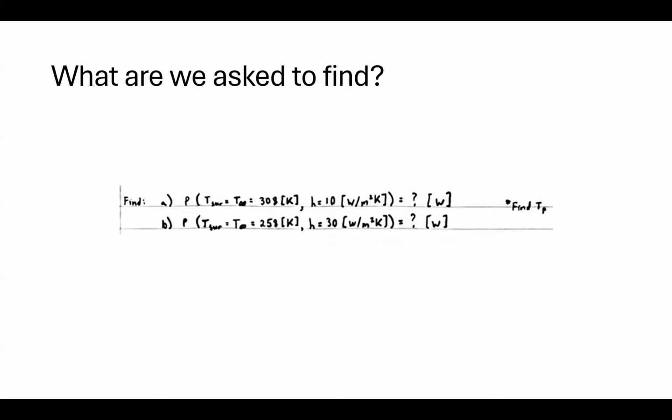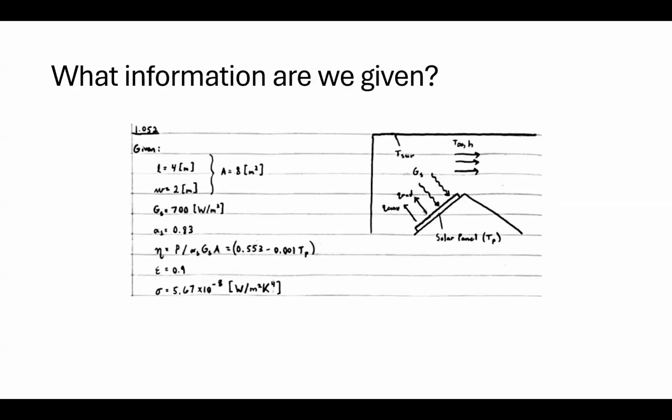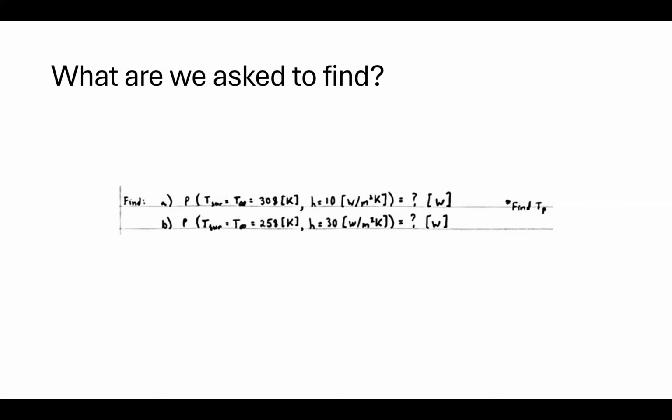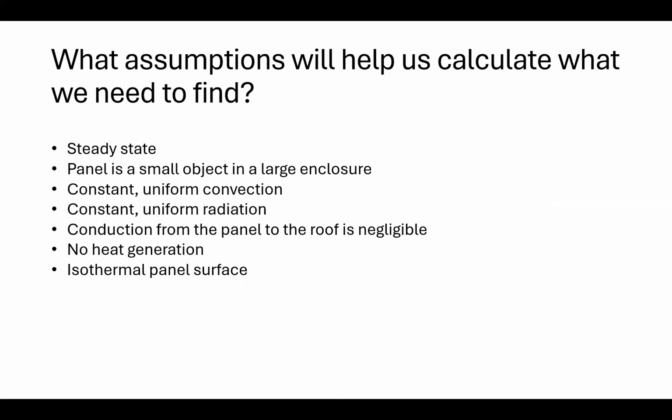So again, we're asked to find the power generation with two different sets of conditions. And because the power generation is a function of the panel temperature, that quantity is essentially what we're trying to find. And so to help us find the panel temperature, we need to make some assumptions. The first being that the panel has reached steady state conditions. There are no time varying changes to any of the variables, including the temperature.